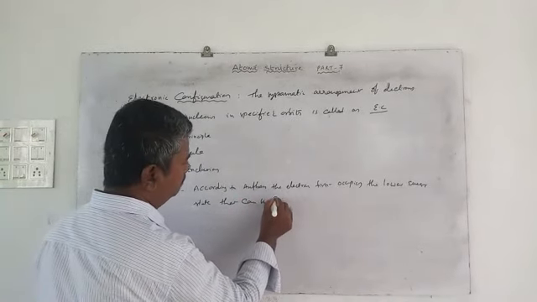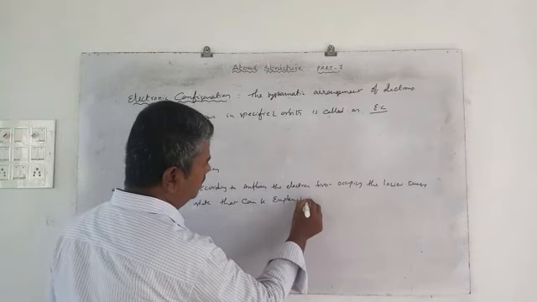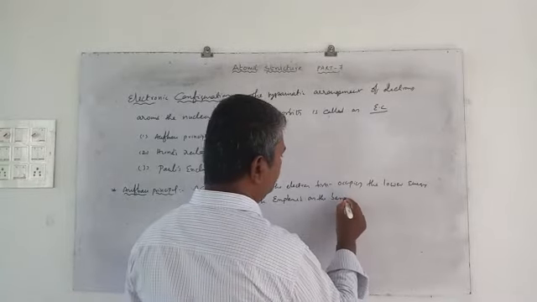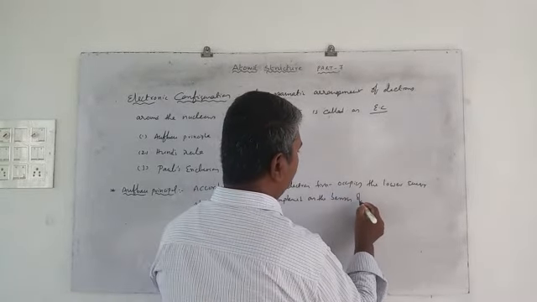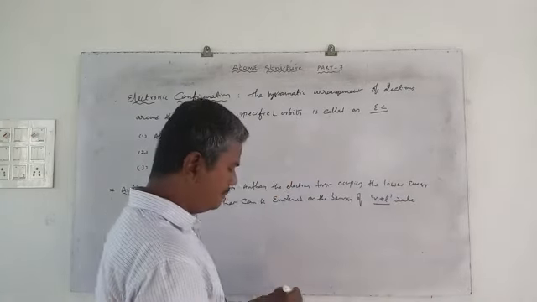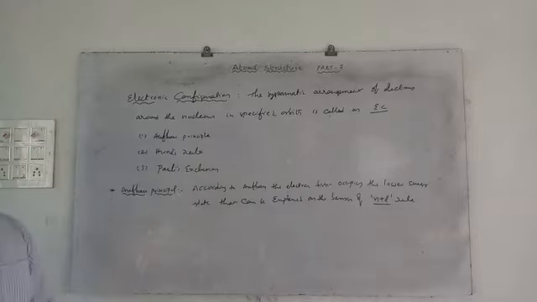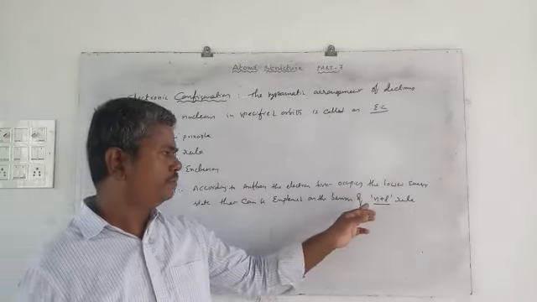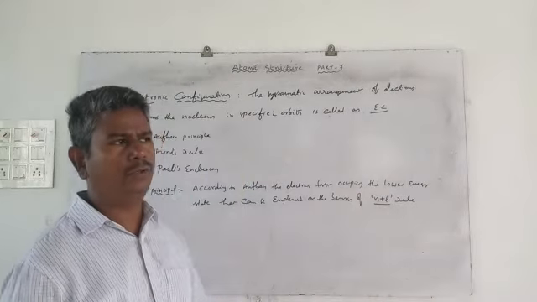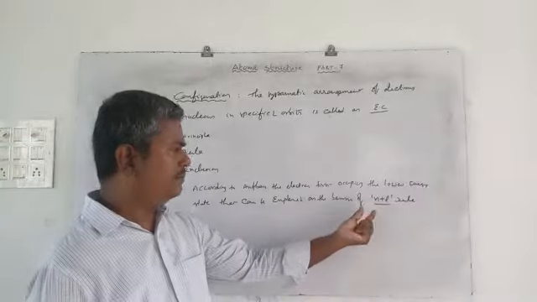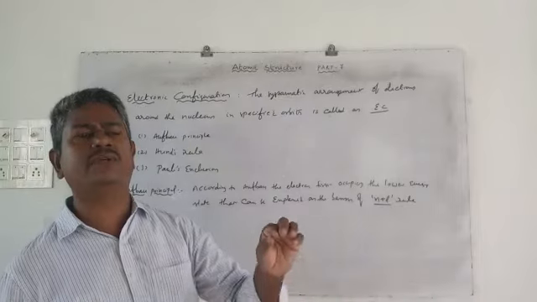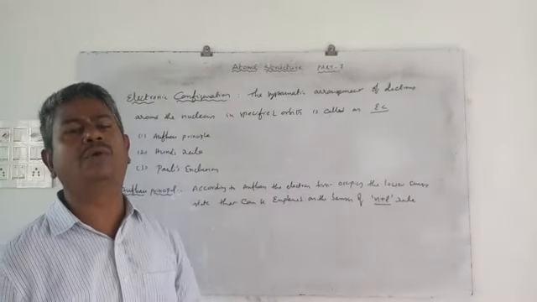According to Aufbau, the electron first occupies the lower energy state, and that can be explained on the basis of the n plus L rule. So what does the n plus L rule mean? n is the principal quantum number, L is the azimuthal quantum number. While you are calculating the n plus L value for a particular orbital, the one with the lower value will have the lower energy.